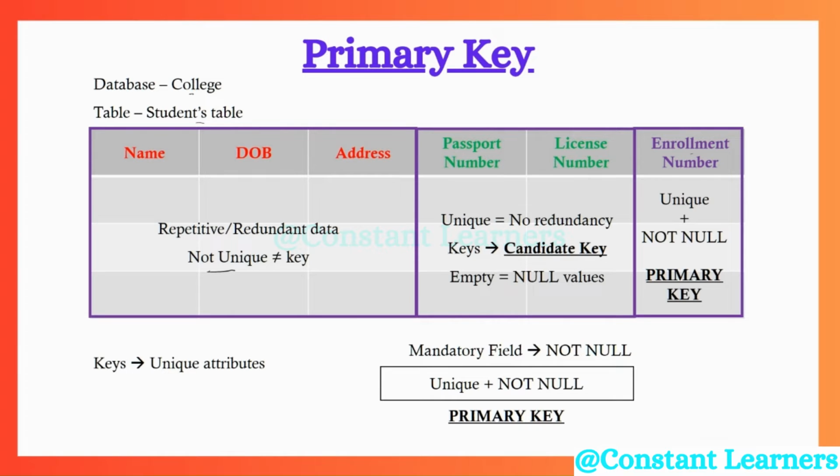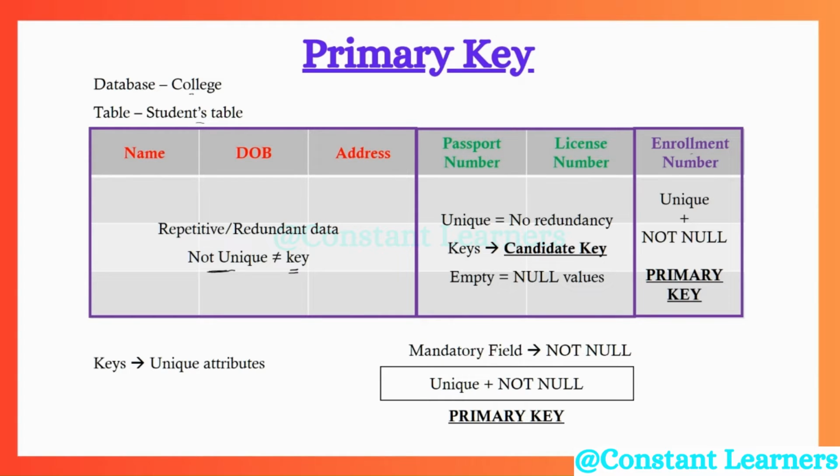In the previous video of keys, we have discussed that keys are unique attributes because they help us to uniquely identify a row in the table, right? So since these are not unique, then they are not eligible to become the keys. All right. So these attributes that are having repetitive data cannot be keys.